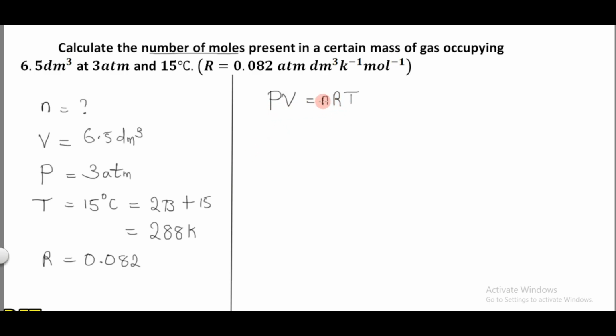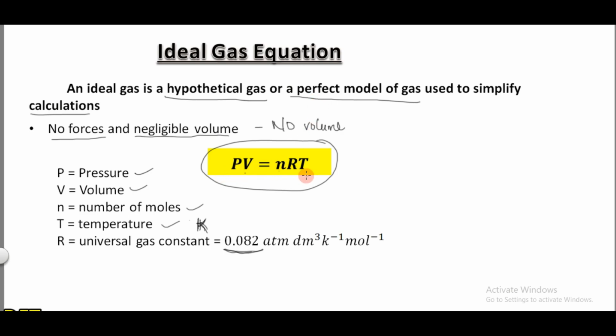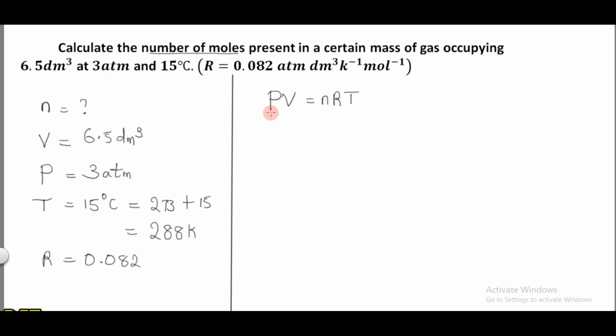This is the equation for an ideal gas, right? PV is equal to nRT. So that's what we have here. The PV is equal to nRT. So what we're looking for is the number of moles, which is n.